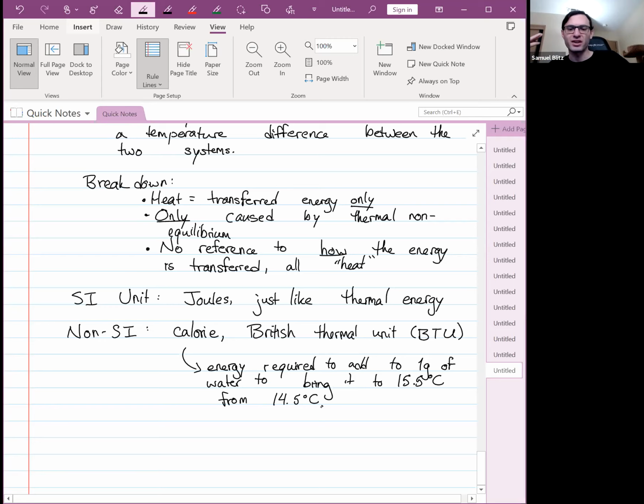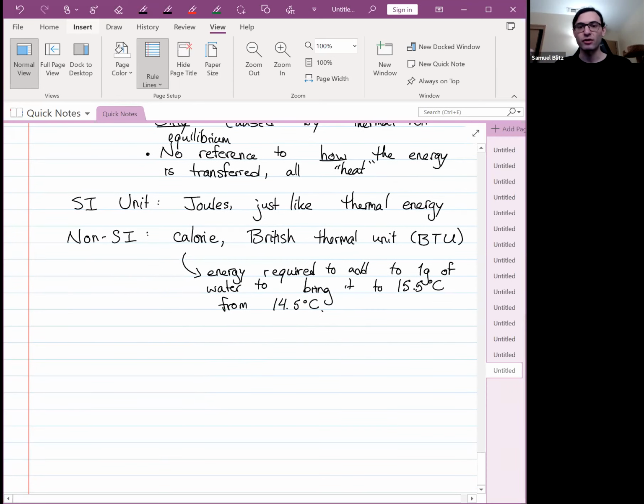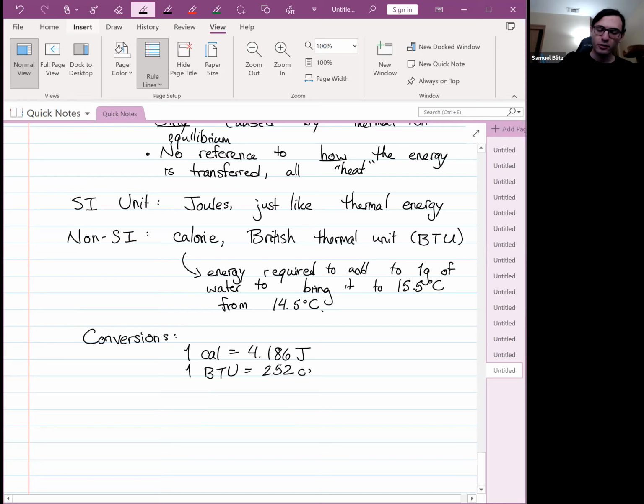And the BTU is defined in a similar way. I don't actually know exactly how it was defined because nobody really cares about BTUs anyway, but there's some convention that we all agree on is 1 BTU. And so just like how you can convert feet to meters or Fahrenheit to Celsius, there is a way to convert calories and BTUs to joules. And so I should just tell you what that is. 1 calorie is equal to 4.186 joules, and 1 BTU is equal to 252 calories, which is 1,055 joules.